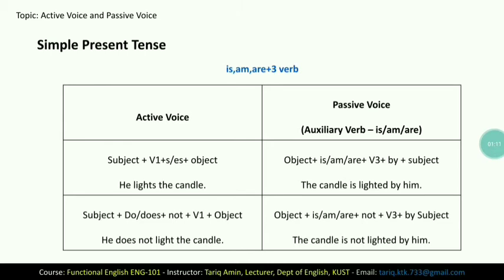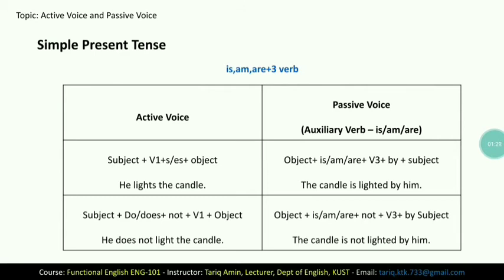Before going into the details of the rules of conversion for simple present tense, let's revise the previous class. In the previous video, we discussed what is voice, what is active voice, and what is passive voice. We discussed that voice is that form of verb which shows whether what is denoted by the subject does something or has something done to it.